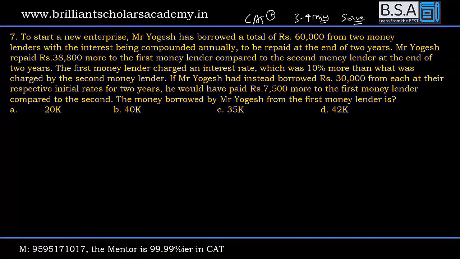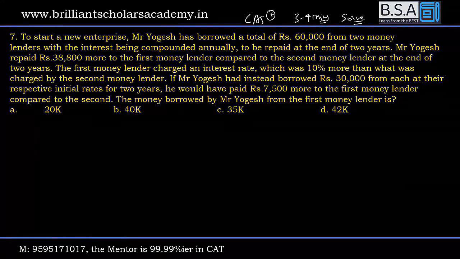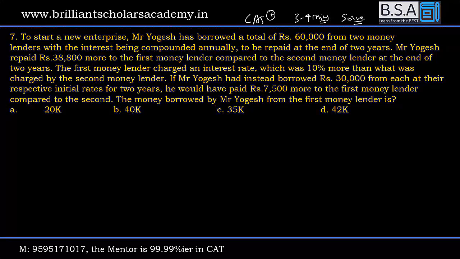To start a new enterprise, Mr. Yogesh has borrowed rupees 60,000 from two money lenders with interest being compounded annually, to be repaid at the end of 2 years. Mr. Yogesh repaid 38,800 rupees more to the first money lender as compared to the second money lender at the end of 2 years. The first money lender charged an interest rate which was 10% more than what was charged by the second money lender.